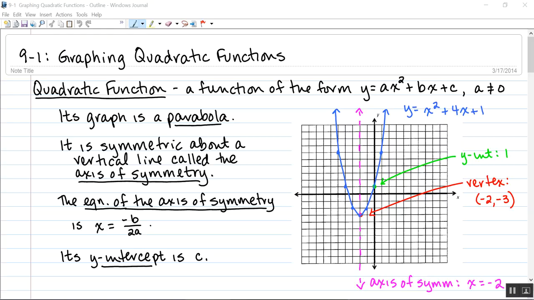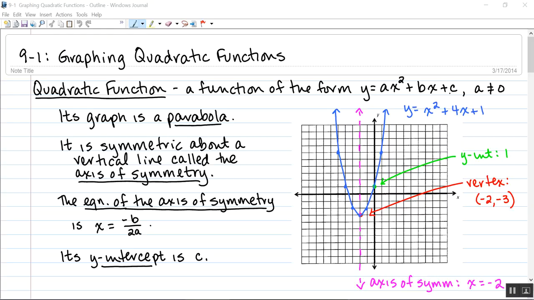The graph of a quadratic function is a parabola, and that's what I've drawn here in blue. It is symmetric about a vertical line that is called the axis of symmetry, and that is this pink line that I've dashed right here. To find the equation of the axis of symmetry, it's x equals negative b over 2a. So for this equation, a would be 1 and b would be 4, and you just plug those into the equation. The y-intercept of the graph is whatever c is.